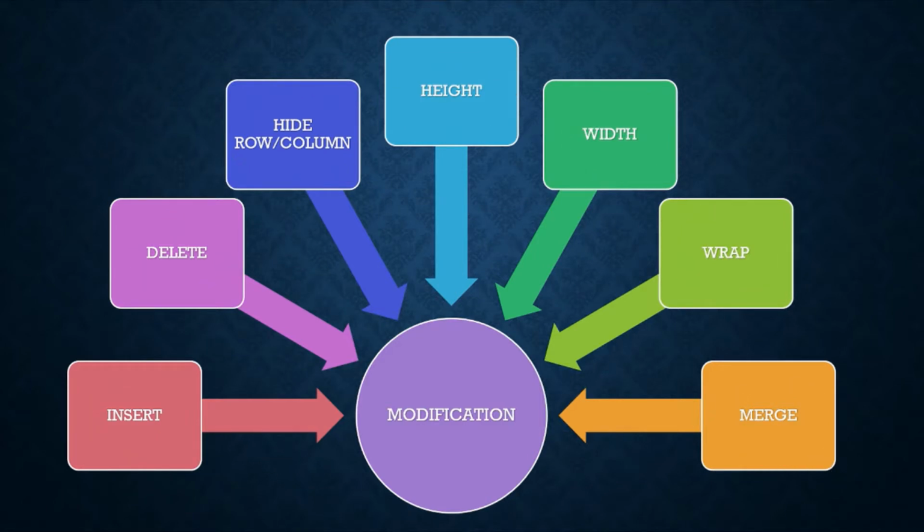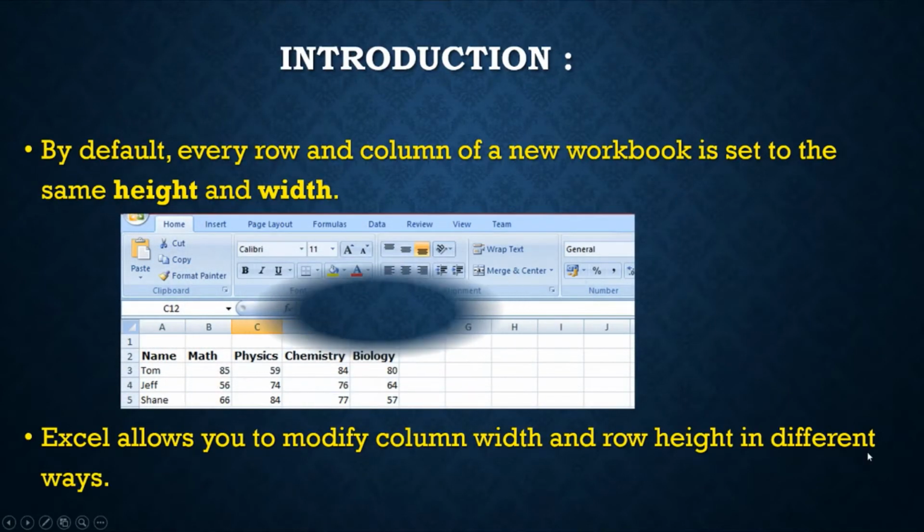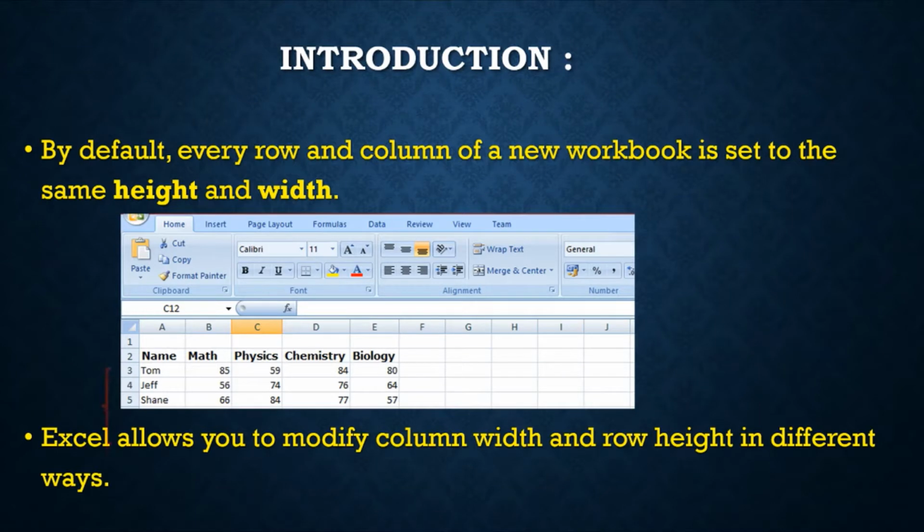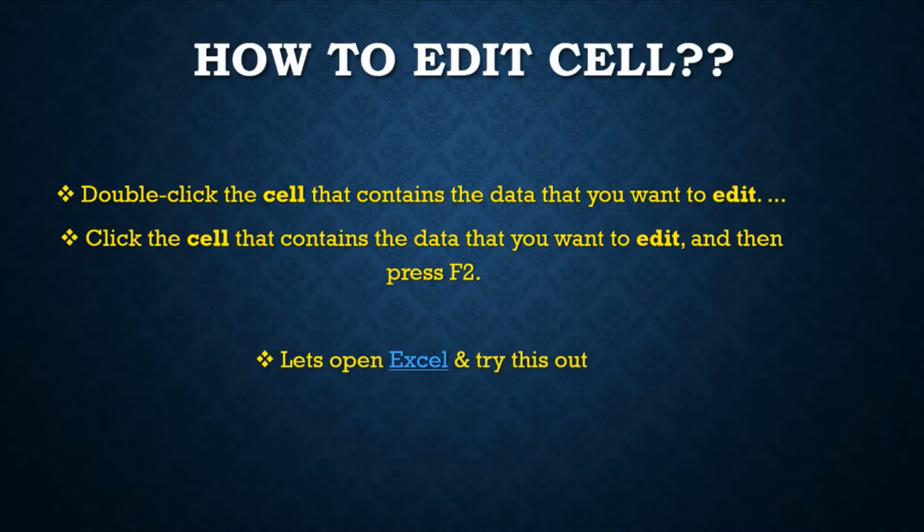So in this video, we will learn about two modifications, that is change of height and width of row and column respectively. In Excel, by default, every row and column has the same height and width, as you can see in the picture. And Excel allows you to modify column width and row height in different ways. So in today's video, we are going to learn about different ways to change column width and row height.